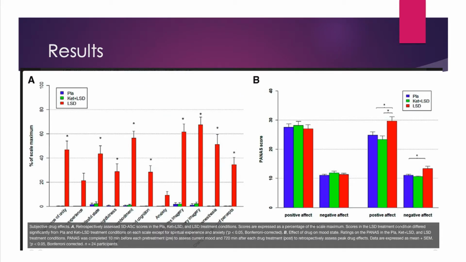This slide represents what was explained in the previous. By looking at the red bars compared to the purple and green in Figure A, we can see a huge difference between the percent ratings of the individuals on LSD. In the graph 2, or B, we can see that the positive and negative affect were both increased significantly in individuals on LSD.